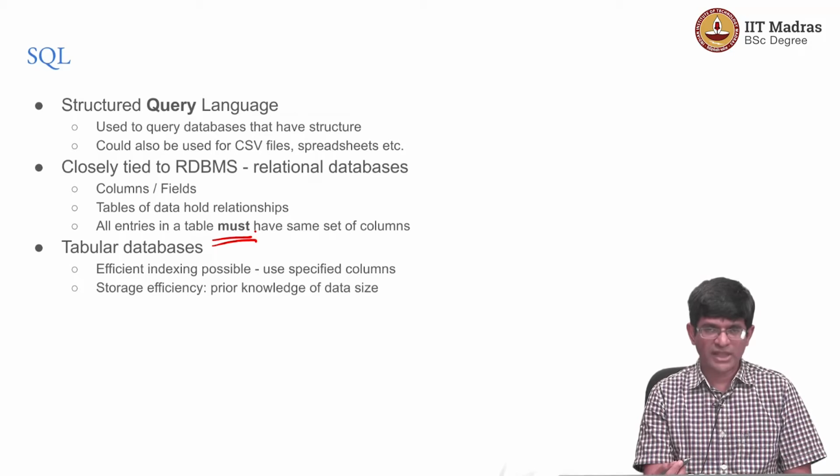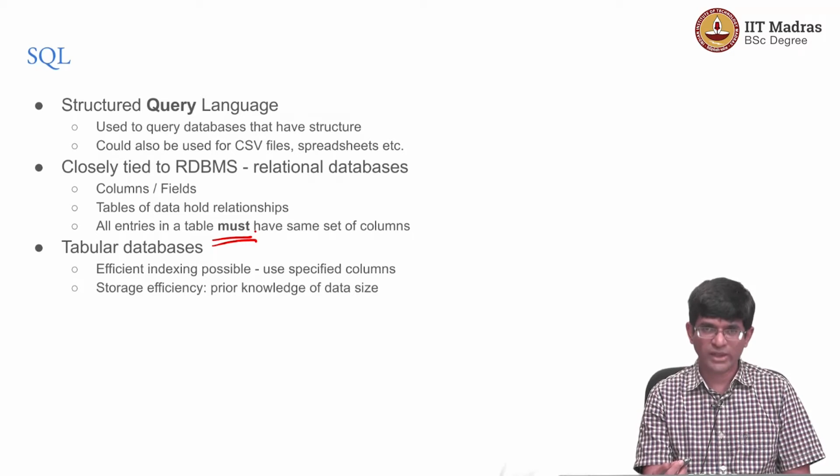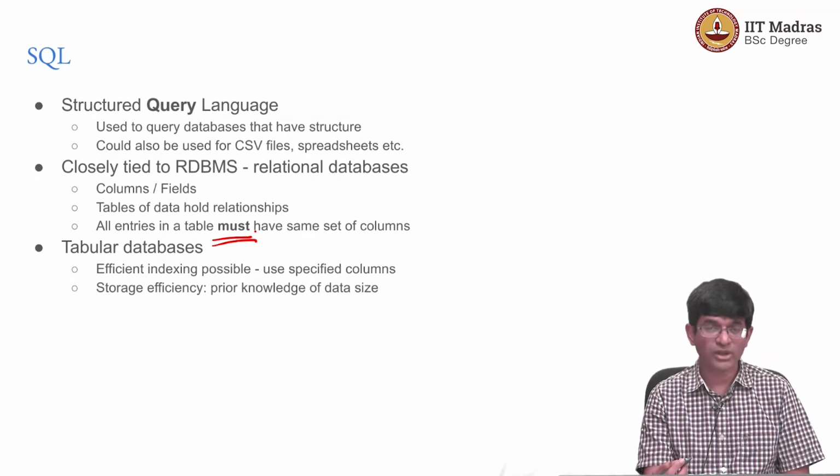So why are these kinds of tabular databases used? They are very good at storing data. You have prior knowledge of the data size and you can also do efficient indexing, right? You can basically pick one column out of the different columns in the table and say index on this, right? The database engine basically creates an index, and thereafter any searches on that particular column are going to be faster than they would have been without an index. Okay.